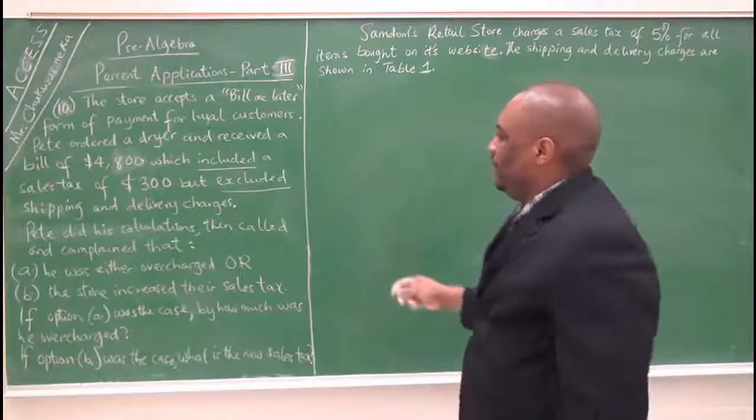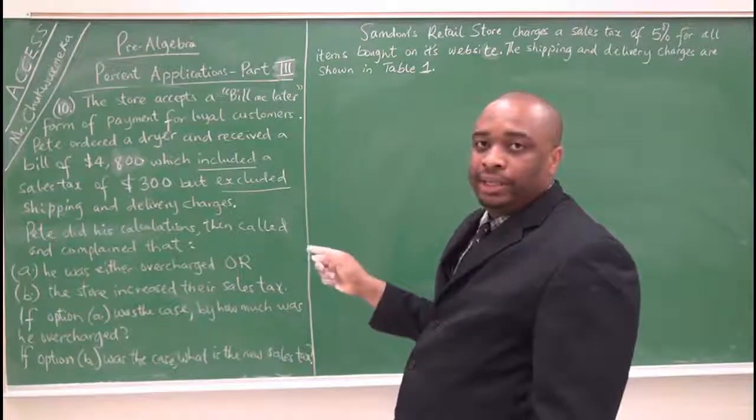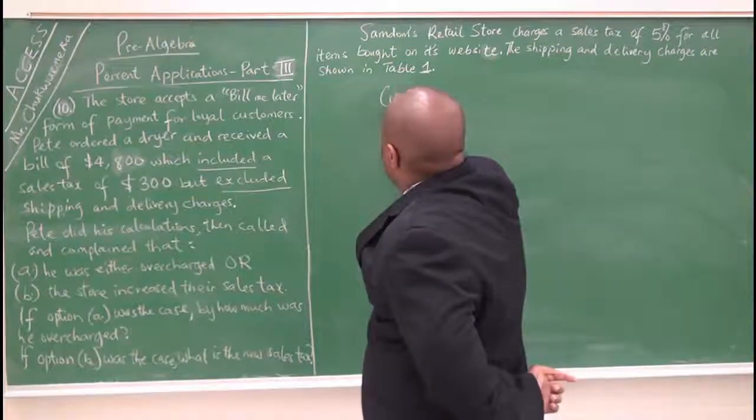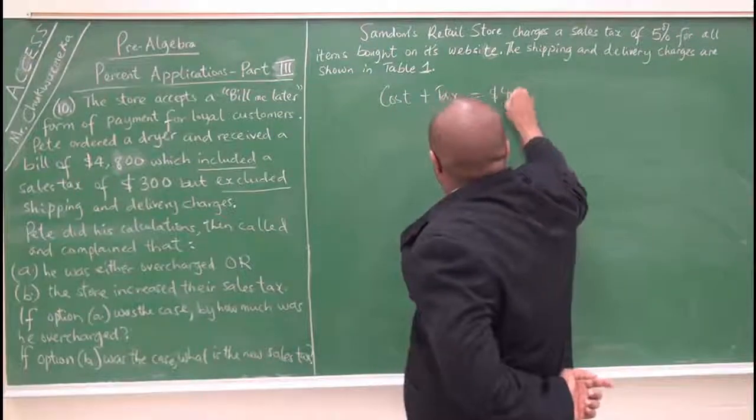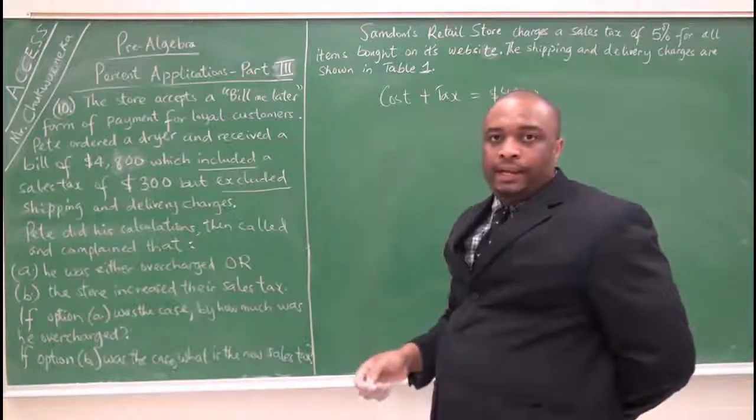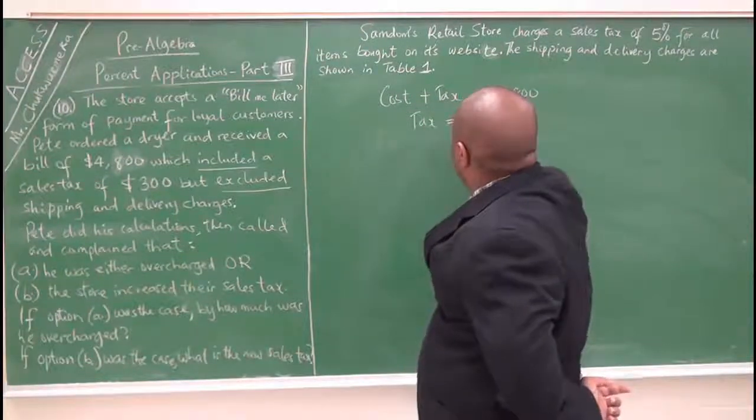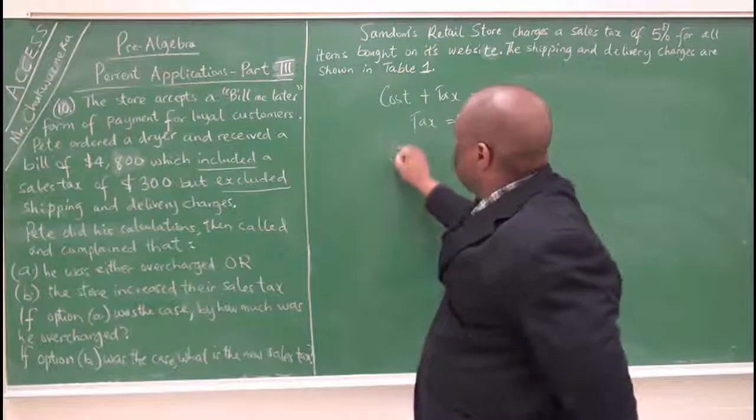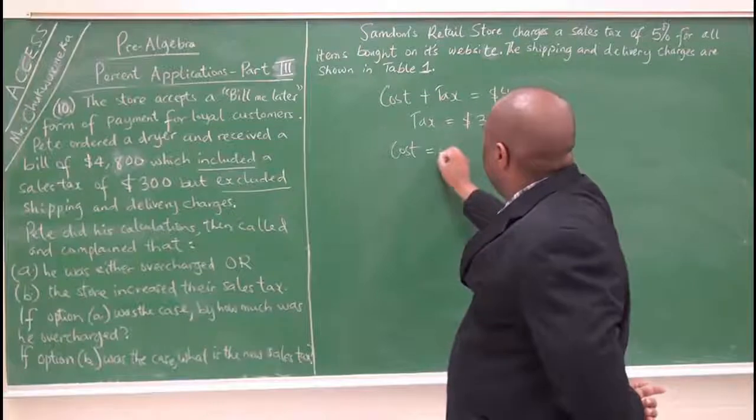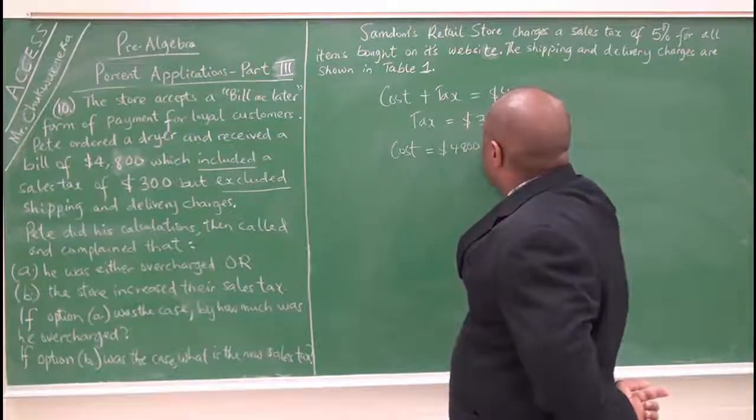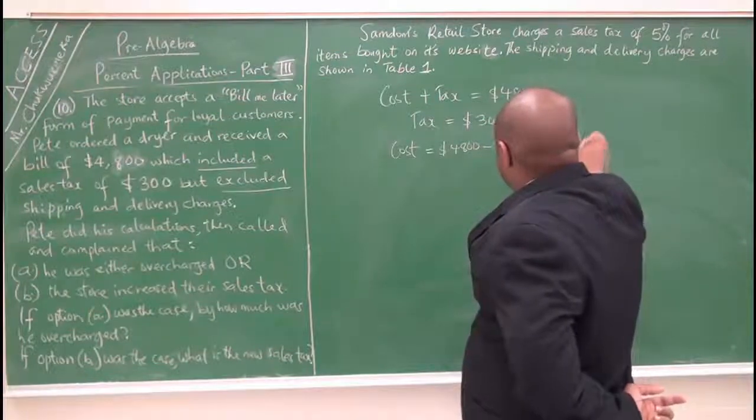The bill was $4,800, right? And it included a sales tax of $300. So this is cost plus tax. Cost plus tax was $4,800. Now the sales tax was $300. So that tells you that the original cost is $4,800 minus $300, and that will be $4,500.